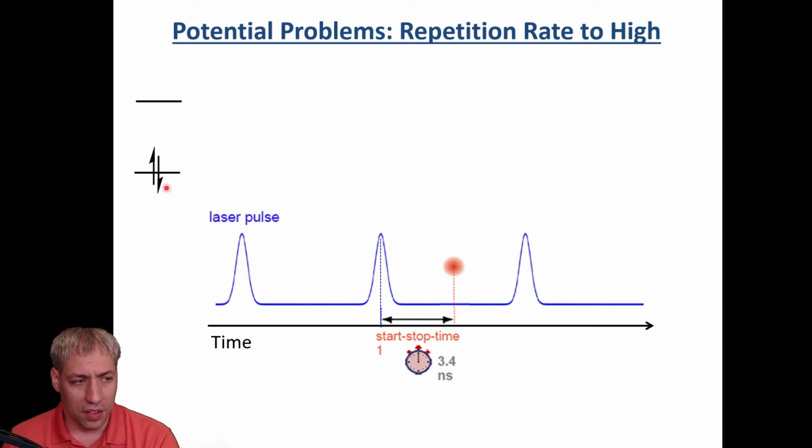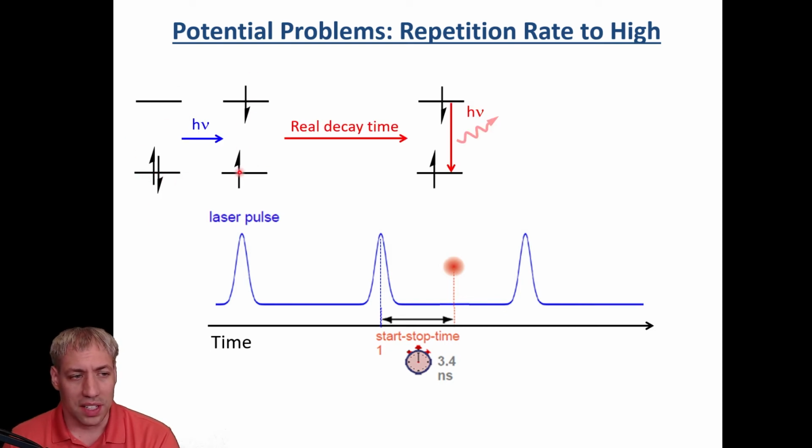Basically, say you have your molecule here, with electrons in the ground state. We're going to generate an excited state with the laser pulse, and then let's say the real-time decay is between here and here, and then you get emission. The problem is if your repetition rate is too high and your next pulse of excitation light comes in before decay from your sample, essentially your system is going to think that the start and stop time is this rather than this. And so what ends up happening is it's giving you an artificially short lifetime for that particular excited state.